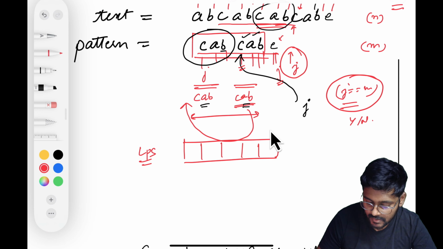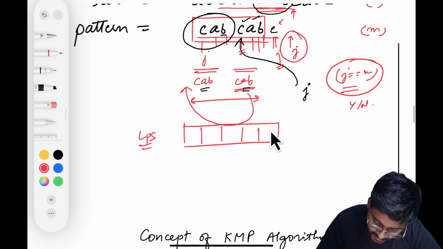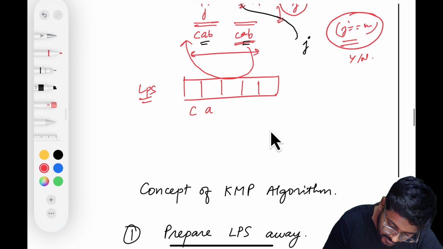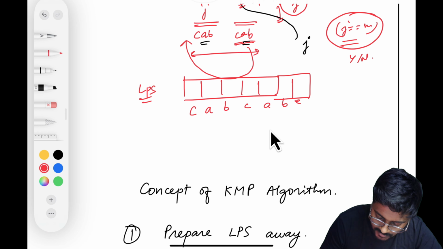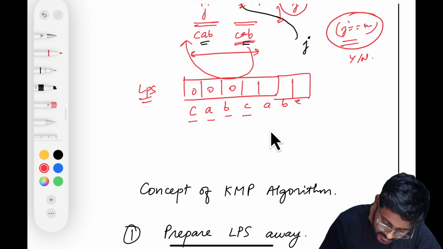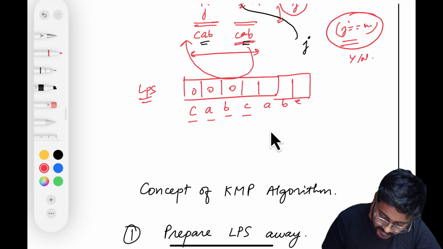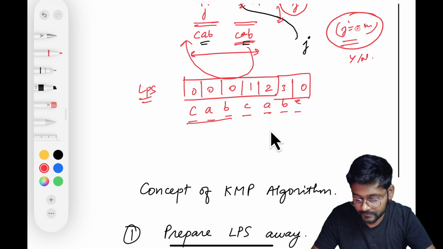The LPS array we have to prepare in advance. Let's say for this pattern CABE, what is going to be the LPS? C is 0, A is 0, B, there is no prefix which is equal to suffix, so 0. Now in this case there is one-length prefix which is the same as suffix, so 1. In this case CA, in this case CAB, which is 3, and in the last case there is no prefix which is the same as suffix, that is 0.